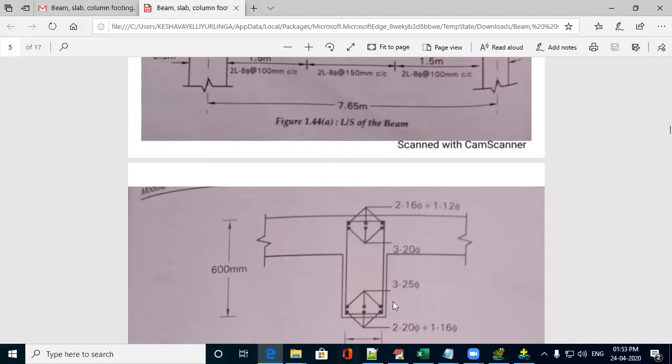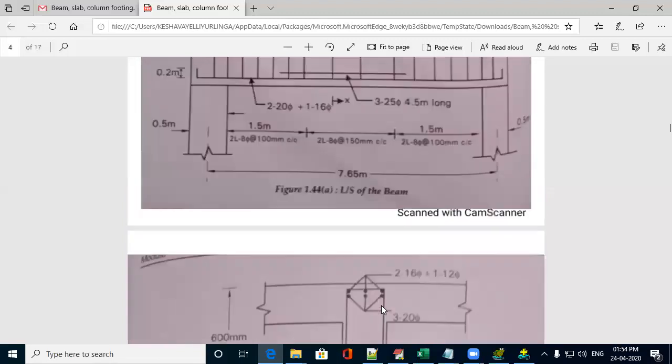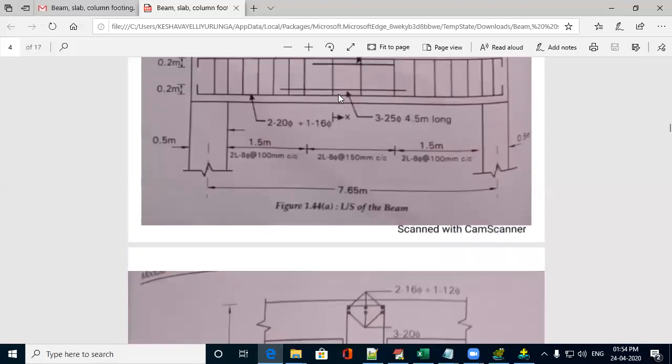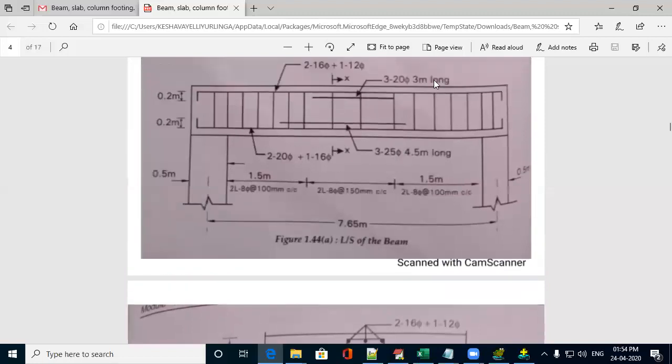Similarly, at the bottom, two bars are 20 mm diameter and one bar is 16 mm diameter. Similarly, these three bars are of 20 mm diameter and these three bars are of 25 mm diameter. They have given the length of these three bars as well as these three bars. Here you can observe the bottom three bars at the second line, it is 4.5 meter long they have given, and these are 3 meter long.